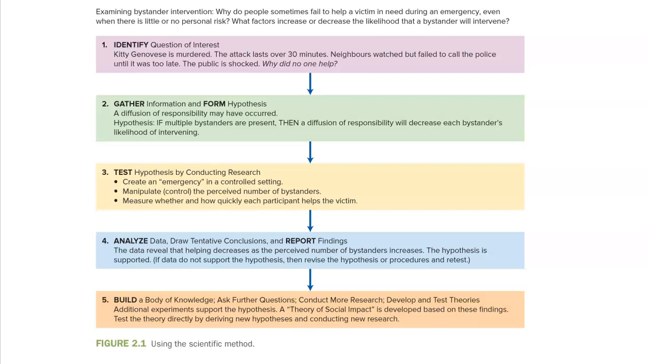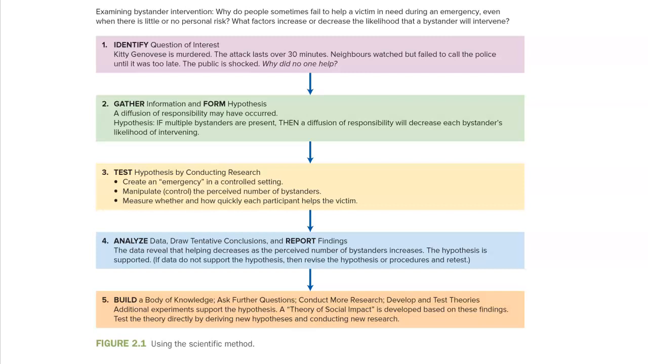So they created an emergency in a controlled setting. Here is what they did: they brought people into an office building. They either had a small number of people, say 3, or a large number of people, say 10, sitting in the same room, and then they pumped smoke into it to make it look like there was a fire.